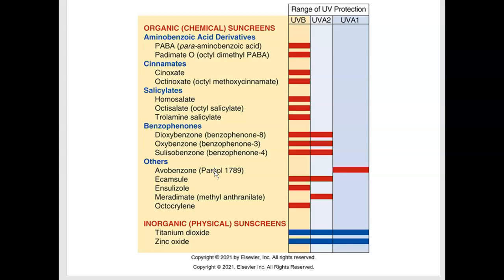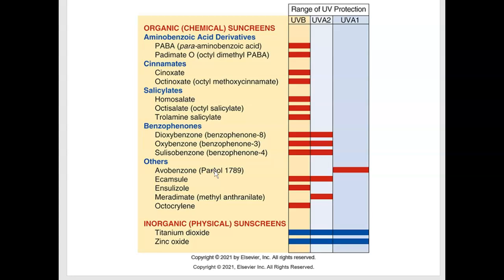Actually, as the SPF increases, the increment in protection gets progressively smaller. So an SPF of 15 blocks 93% of UVB. An SPF of 30 blocks 96.7%, and an SPF of 40 is 97%. Because SPF values above 30 only provide small additional benefit, the FDA no longer allows companies to advertise high SPF like SPF 80. Instead, products with SPF greater than 50 can only be labeled as SPF 50 plus. So that's a fancy way of knowing about your sunscreens.